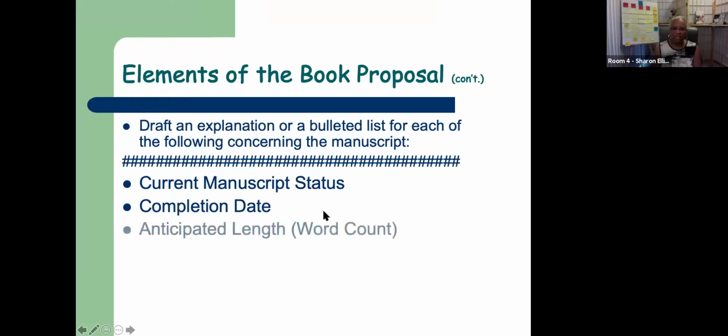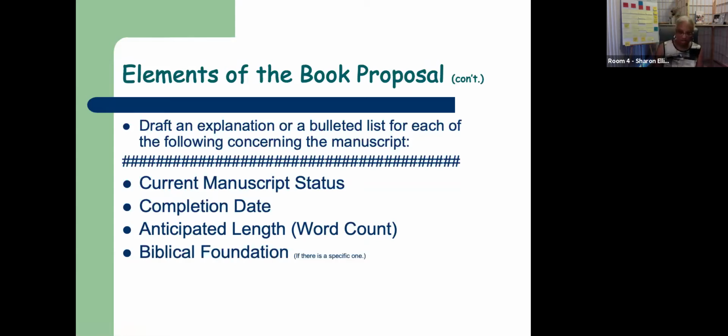That kind of thing. Your anticipated word count, again, do the math. How many words in each of my 3 chapters divided by 3 times how many chapters I have gives you the anticipated length of the book. If there's a biblical foundation, if the book is based on a particular passage of scripture, then you would include that. Not just if you have some verses in the Bible. That's not the point. If the book itself is based on a particular passage or something, you would put that in.